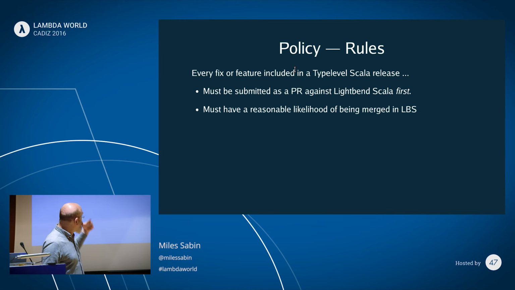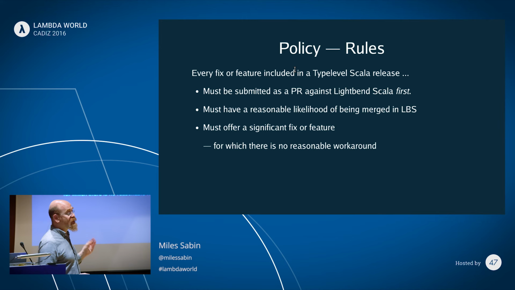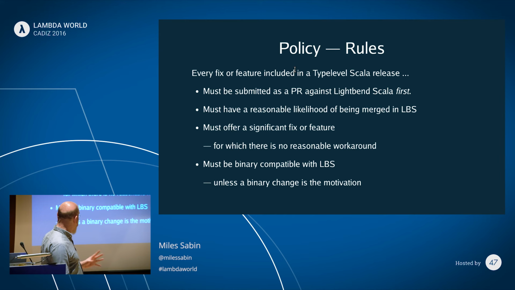Obviously, the pull request can't be sort of, you know, delete all and replace with the source tree for Idris. It's got to be something that has a reasonable probability of being merged into Lightbend Scala. It's got to be a significant fix, and it shouldn't be something for which there is a really straightforward workaround. So, that's that. And binary compatibility: unless binary changes are the whole point of the change.